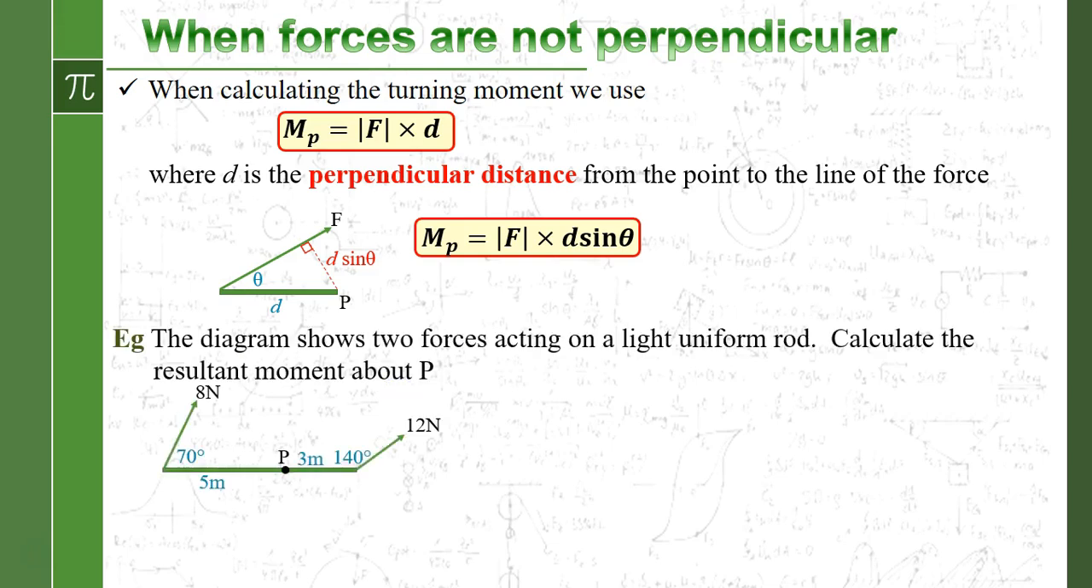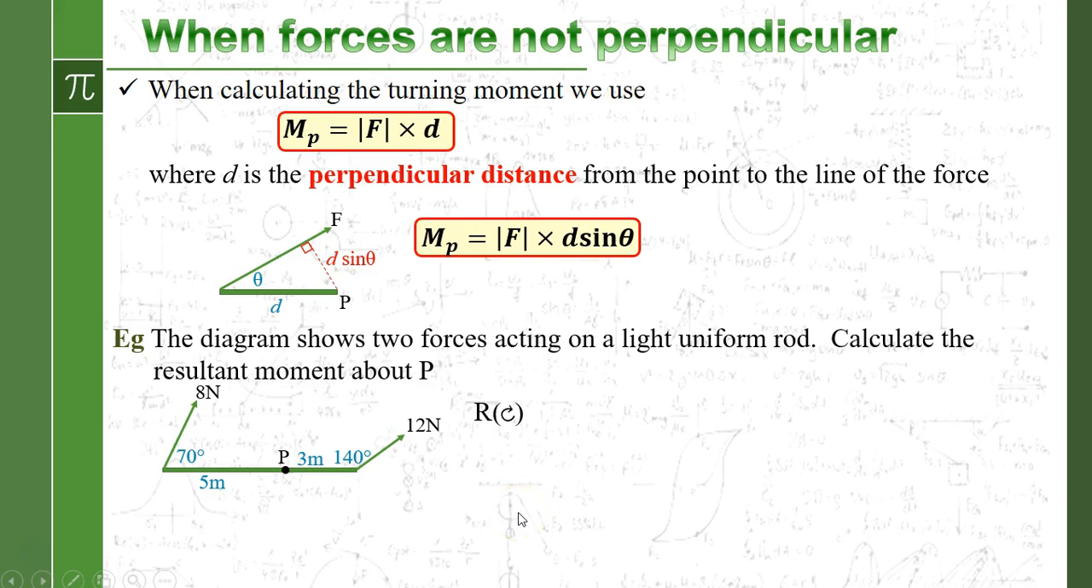Okay, so let's just have a look at a quick example. What we've got is a light uniform rod. We've got a pivot at point P here. We've got some distances and a couple of forces at angles. So let's have a look at what's going on with these forces. Right, so let's take clockwise to begin with. The clockwise moment is going to come from this 8 Newton force here.